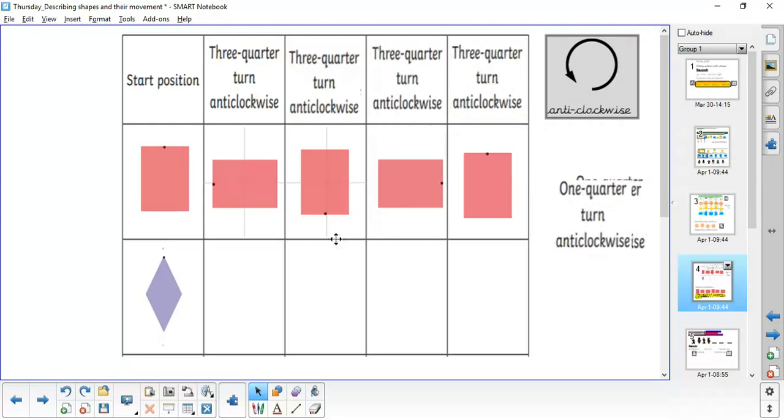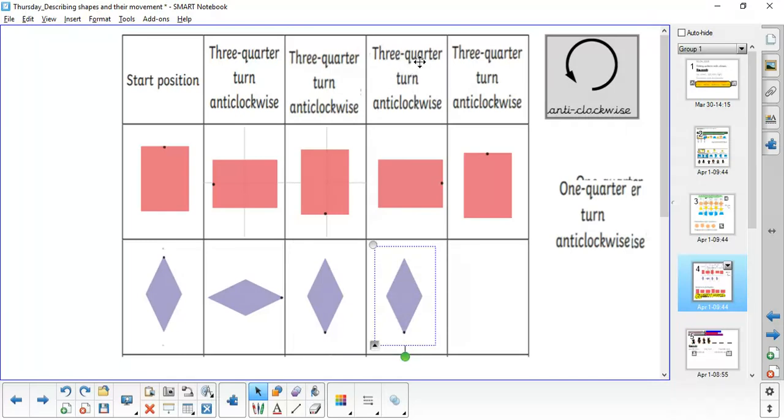Let's have a look at this one. So our start position is here, and it says 3/4 turn anti-clockwise. So I'm going to move my shape into the next box, and it says 3/4 turn anti-clockwise: 1/4 turn anti-clockwise, 2/4 turn anti-clockwise, 3/4 turn anti-clockwise. Move to my next shape. Do the same again. 1/4 turn anti-clockwise, 2/4 turn anti-clockwise, 3/4 turn anti-clockwise. Move along.